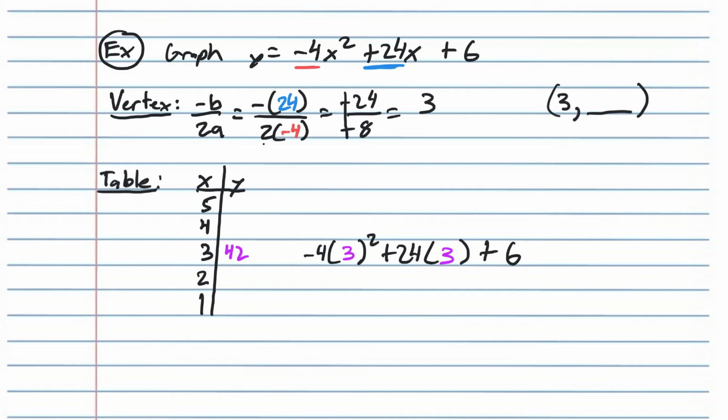Okay. I need at least 2 more, right? Because it's symmetrical. So let's go ahead and plug in the 4. In the previous videos I usually plugged in the smaller ones, but just to show you that it doesn't matter, let's go ahead and plug in the 4. So negative 4, parentheses, squared, plus 24, parentheses, plus 6.